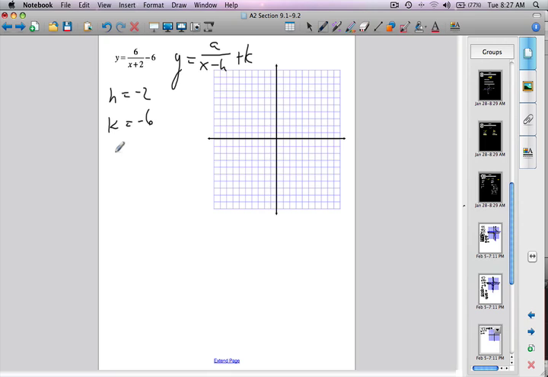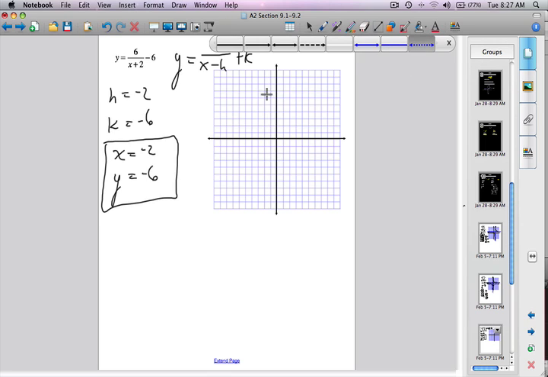So my asymptotes are at x is equal to -2 and y is equal to -6. So these are my asymptotes. And I want to go ahead and put those onto my graph. So x is -2, that's right here.